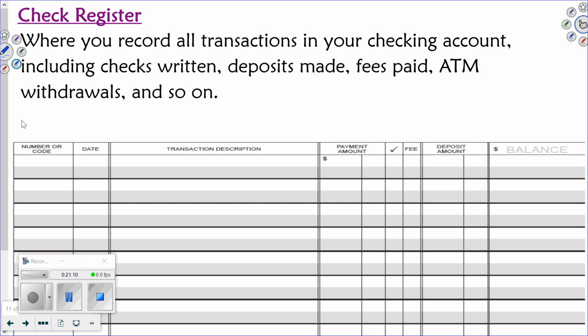Any fees? Personally, if I have a fee, I don't like that little tiny column. If I have a fee, I would rather write a whole new line. Makes more sense to me. I don't actually use the fee column. Deposit amount, in or out. That's money coming into your account. It's getting added. And then the last column is a balance. It's just an ongoing balance so you can constantly see how much money you have. Okay?